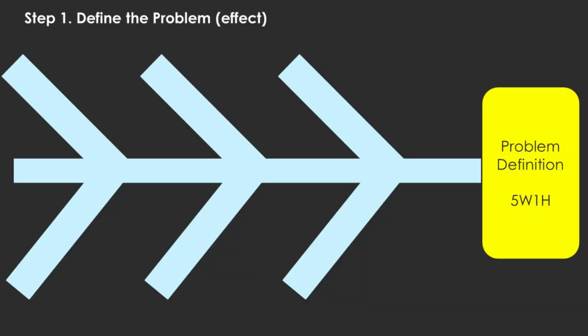investigated. Step 1. Agree on the problem statement, also referred to as effect. Write it on the mouth of the fish. Be as clear and specific as possible about the problem. Consider performing a 5W1H for the problem description in advance.